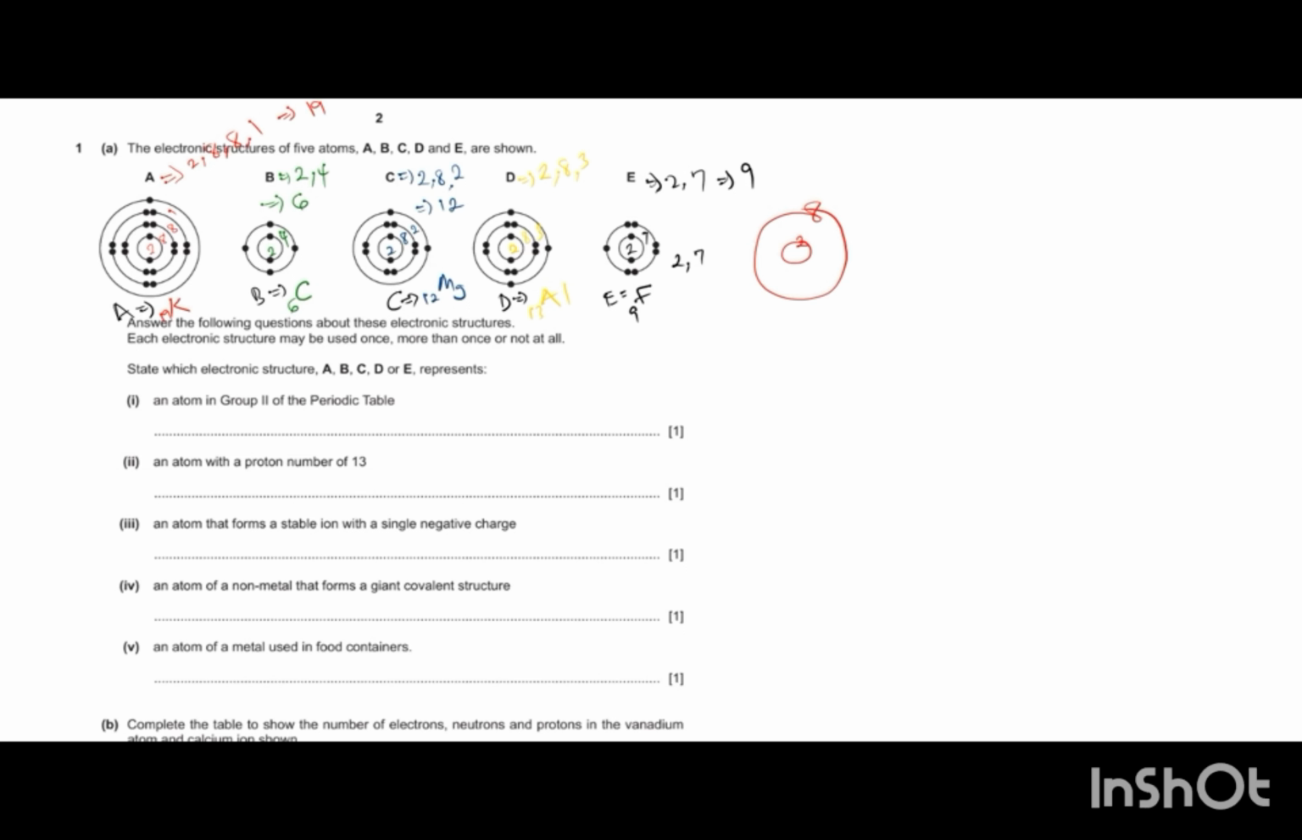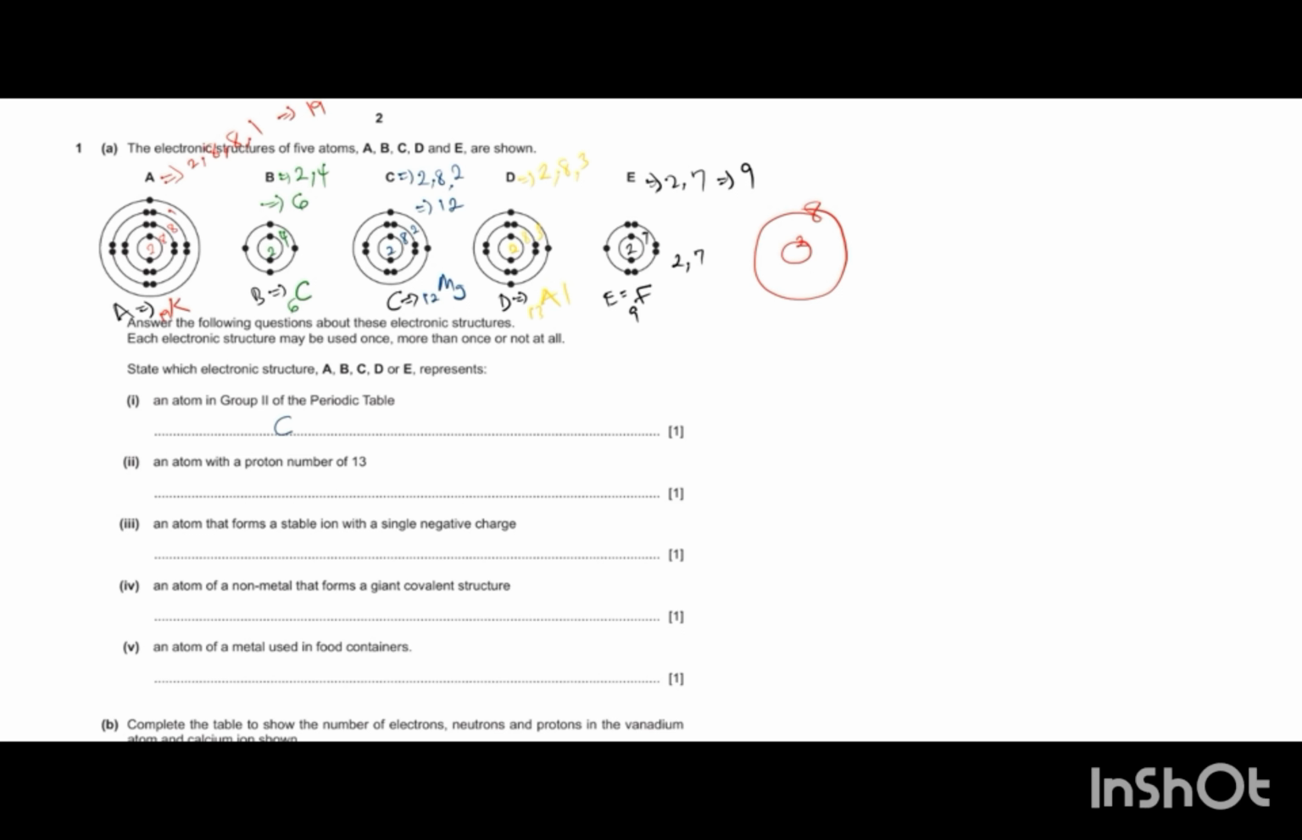This is an outer shell. This one has 2, 1, 2. C has 2, so C belongs to group 2. So we have C to be in group 2 because it has 2 in its outer shell. So the answer is C.